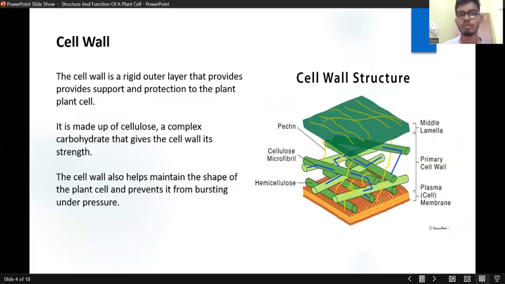Next we will move on to the cell wall. The cell wall is a rigid outer layer that provides support and protection to the plant cell, and it is made up of cellulose, a complex carbohydrate that gives the cell wall its strength. The cell wall also helps to maintain the shape of the plant cell and prevents it from bursting under pressure. So the cell wall is like the outer layer for protection.